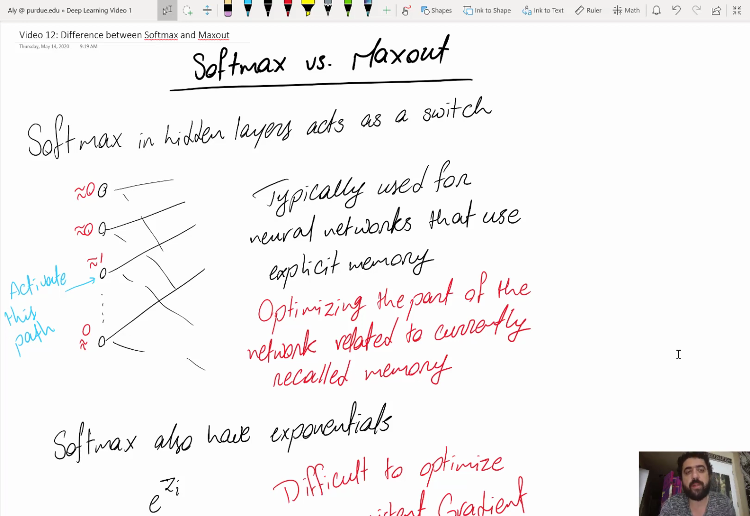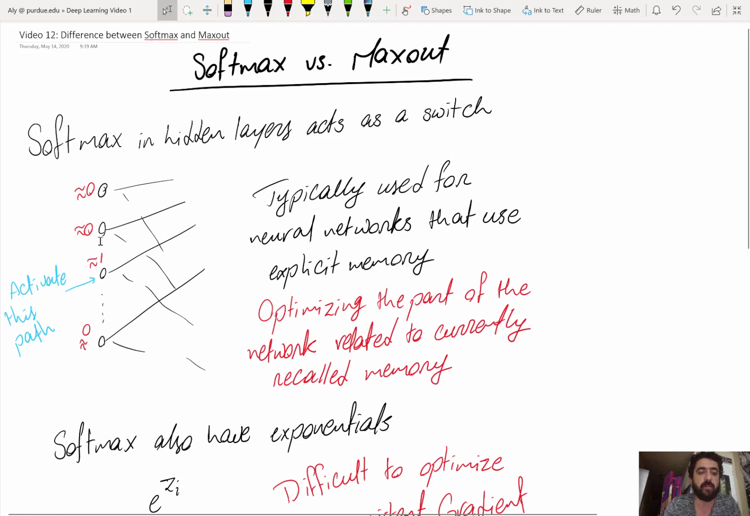Hi everyone, so this video is about clarifying the difference between softmax and maxout as hidden layer activations. We discussed softmax as an output unit, when pairing it with the cross entropy cost function. Now let's discuss what it would do if used as a hidden layer activation.